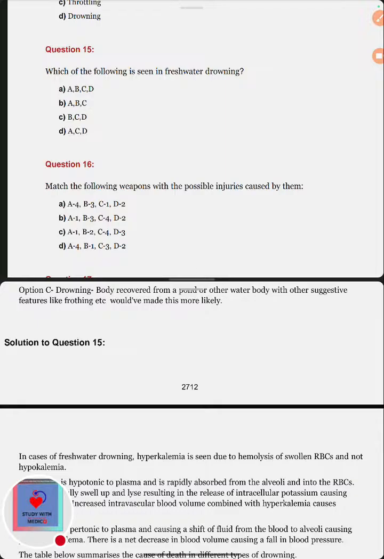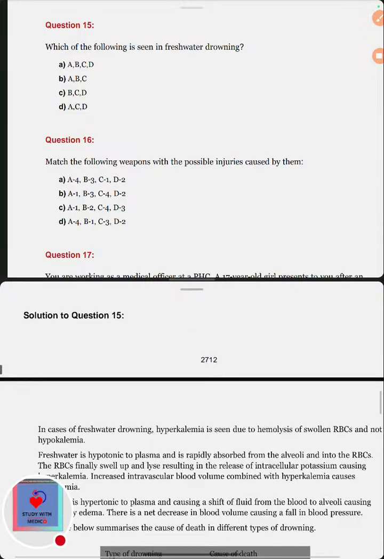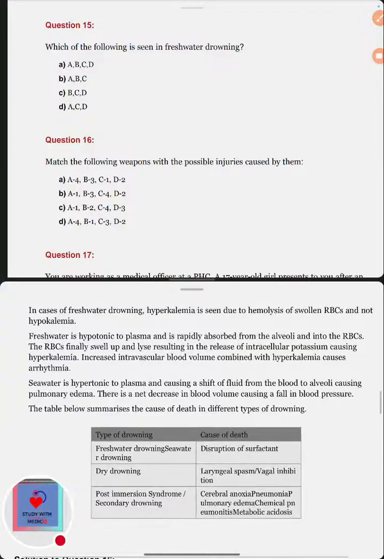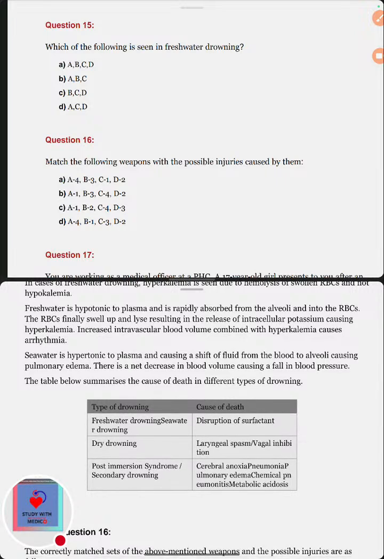So the following is true in freshwater drowning. Freshwater hyperkalemia is seen due to hemolysis of swollen cells. Freshwater is hypotonic to plasma and is associated with hemodilution.